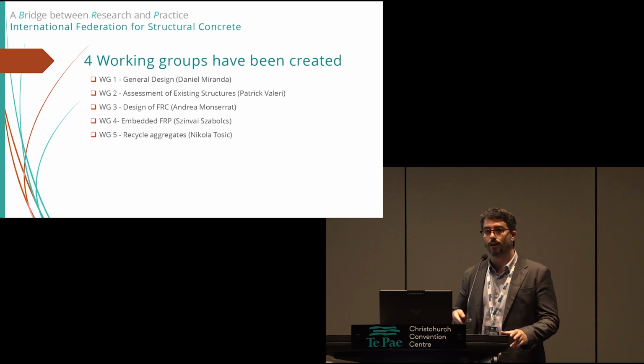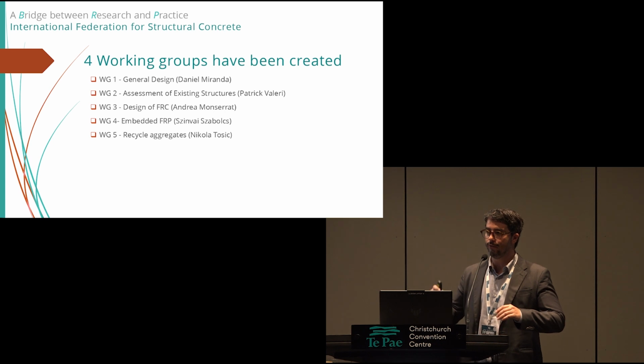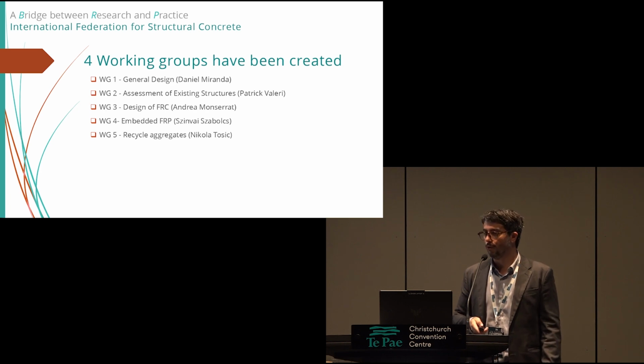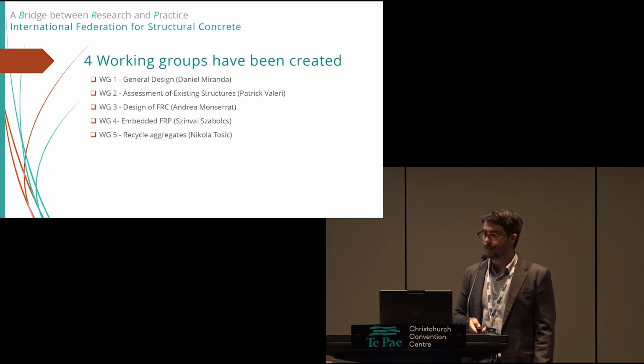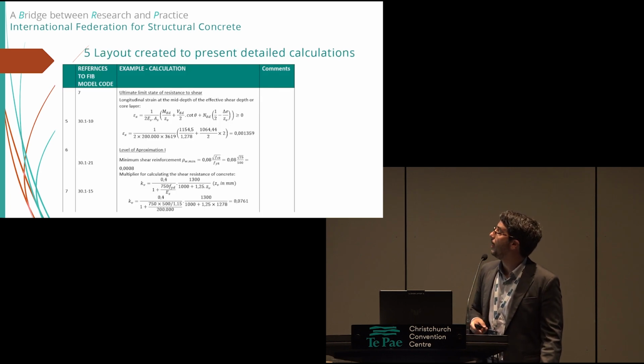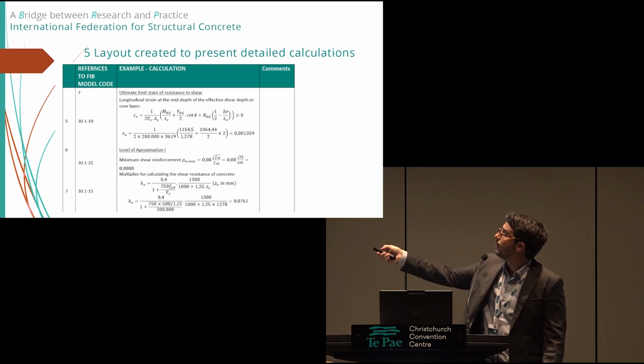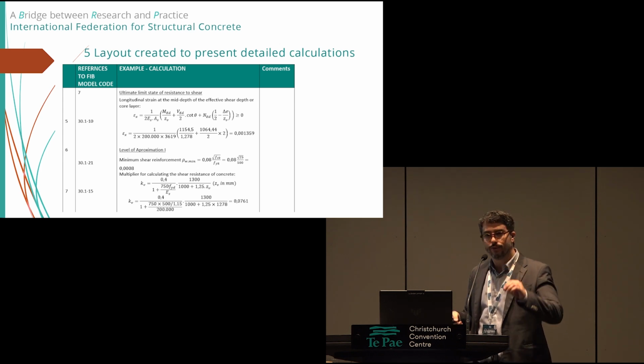So these are our new things in the model code, but we all wanted to start with the same example. Every group is doing that same continuous beam with the same loadings, and we go from there. And this is the layout that we created to present the detailed calculations. You can see here is where this equation can be found, and this is the detailed equation, and this is the step-by-step calculation. So we'll go very much in detail.